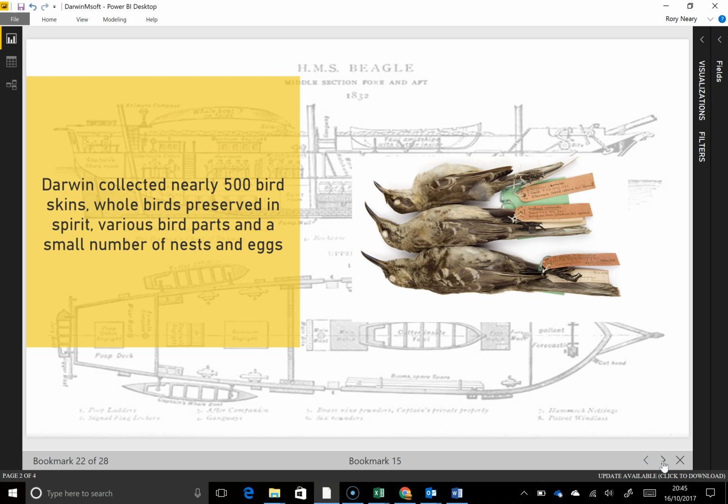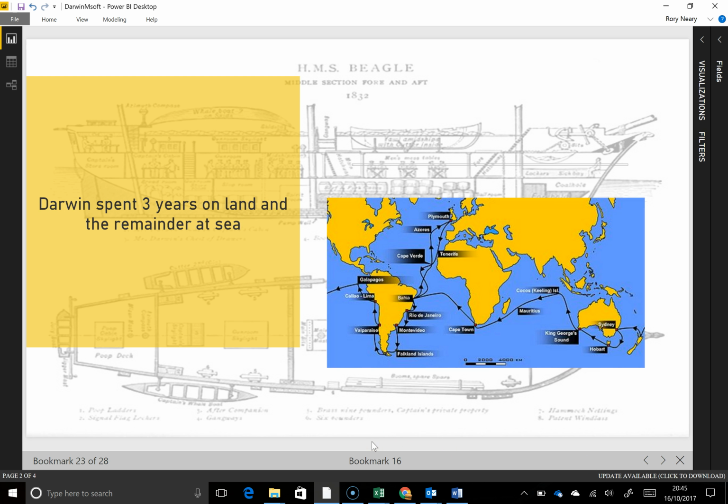So we'll just move on with this. So he spent 3 years on land and the remainder at sea. So it was 3 years on land and 18 months at sea. So bless him, poor Captain Fitzroy. He was the guy that was at sea for most of that time, which was a real challenge for him. And I think a little tidbit for him was that he developed the first weather forecasts. But he was a complicated chap as well.